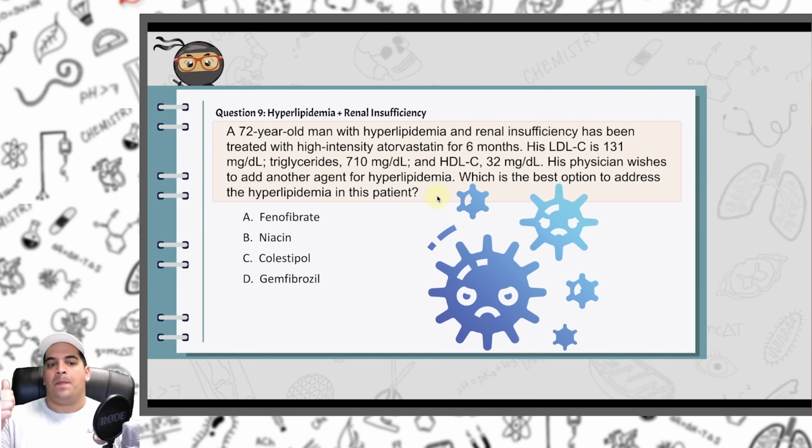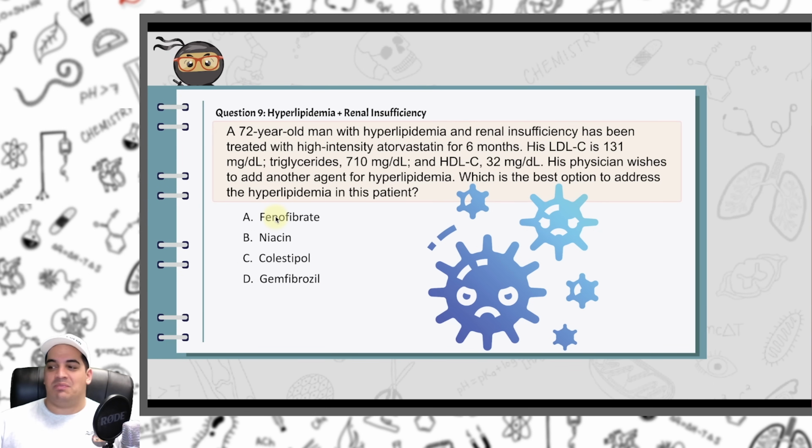So they have a high LDL, and they have a heck of a lot of triglycerides. They're already on a statin, so this is the combo therapy. Which one of these drugs has the ability to lower triglycerides? Well, fenofibrate, yes, it lowers triglycerides pretty significantly. Niacin will drop triglycerides. Cholestyramine, no, it actually will increase triglycerides. And gemfibrozil, a very mild drop in triglycerides. So really, it's B or A.